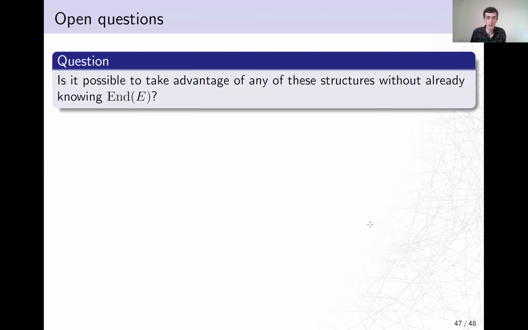A few other open questions. This was all very theoretical. Is it possible to actually take advantage of these structures without knowing the successive minima of the gross lattice to begin with?